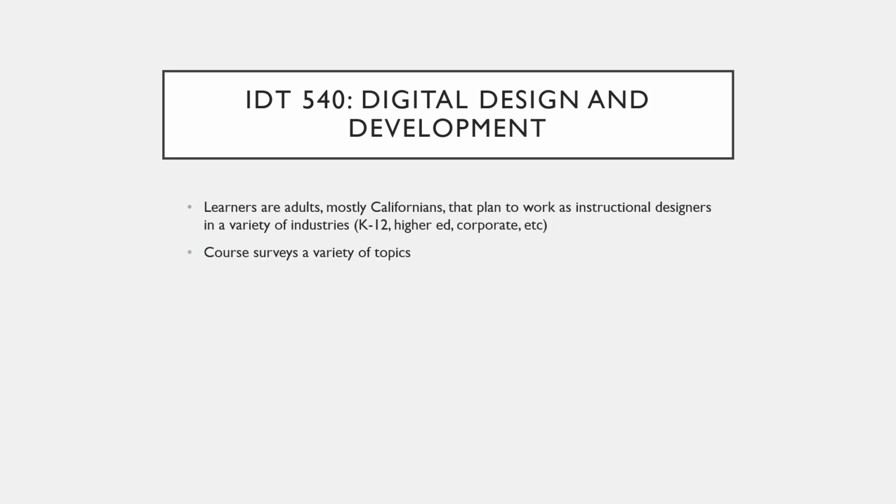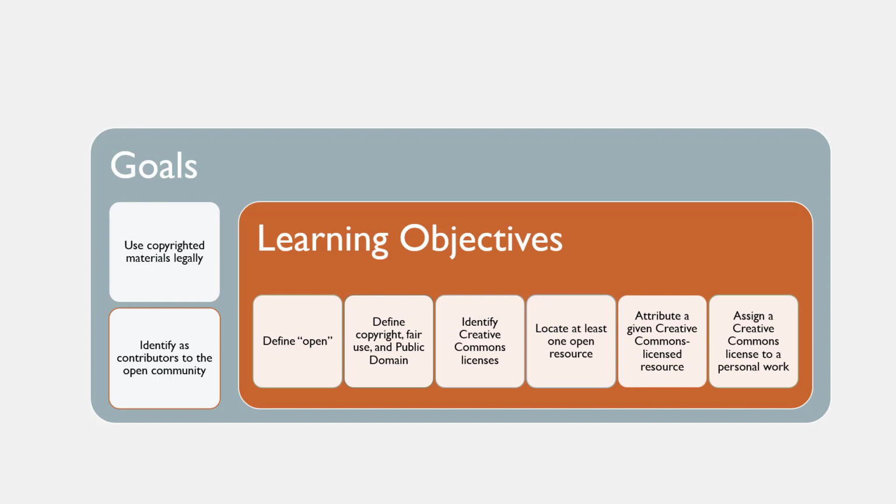Our course, this particular course, is more of a survey course in some ways. We survey a variety of topics. It's about digital design and development, so they get a bunch of topics to help them become better designers and developers, and they put that into practice. And in this course, we spend a 2-week chunk of time on copyright and open multimedia, also known as open educational resources. So I did a 2-week lesson on this, and that's what I'm going to talk to you about as my example. All right.